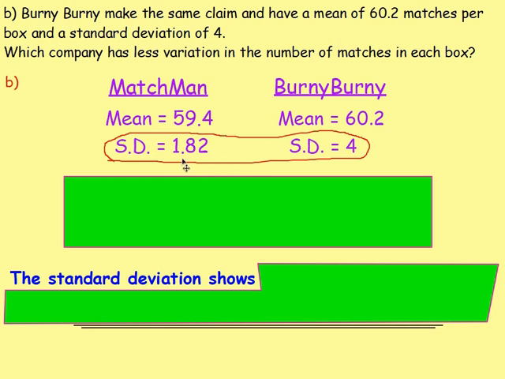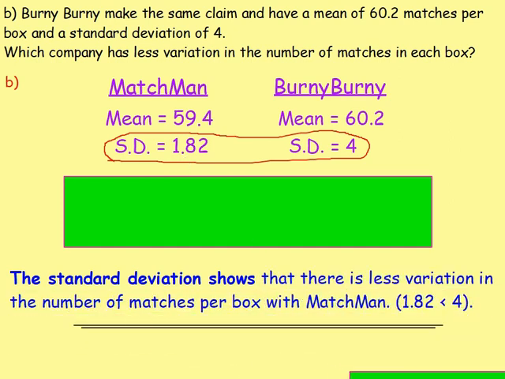If it's a lower number, the results are closer to the mean, so there's less variation in those results. So we can say in our sentence, the standard deviation shows. Make sure when you do this in the exam, you say the standard deviation shows to show that it's standard deviation that you are looking at. So the standard deviation shows there is less variation in the number of matches per box with Matchman. And that would be the answer to your question.